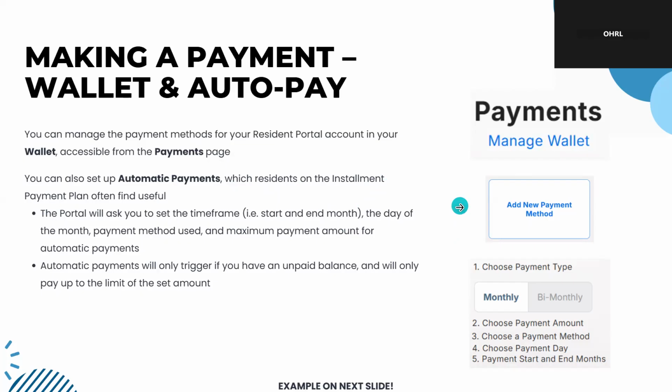One other really cool thing, the feature I like about auto payment, is that it will only trigger if you have an unpaid balance and will only pay up to the set amount. So again, we'll get into it with Bobby, but let's say you have an auto pay set up for $1,000 every month, and then you only have a $100 bill. Well, it's only going to pay $100. And if you have no money due, it will not trigger a payment. So it's smart in that way, which students find really useful.